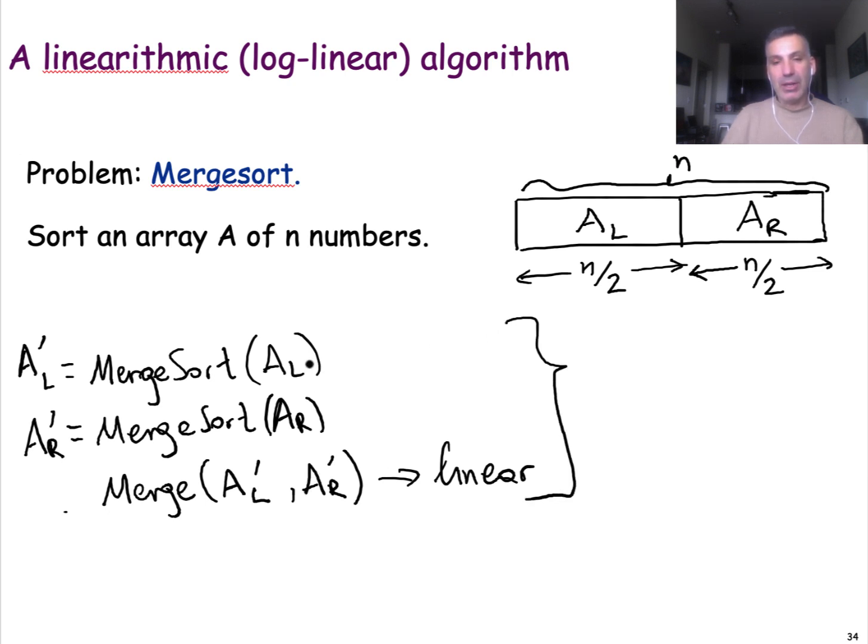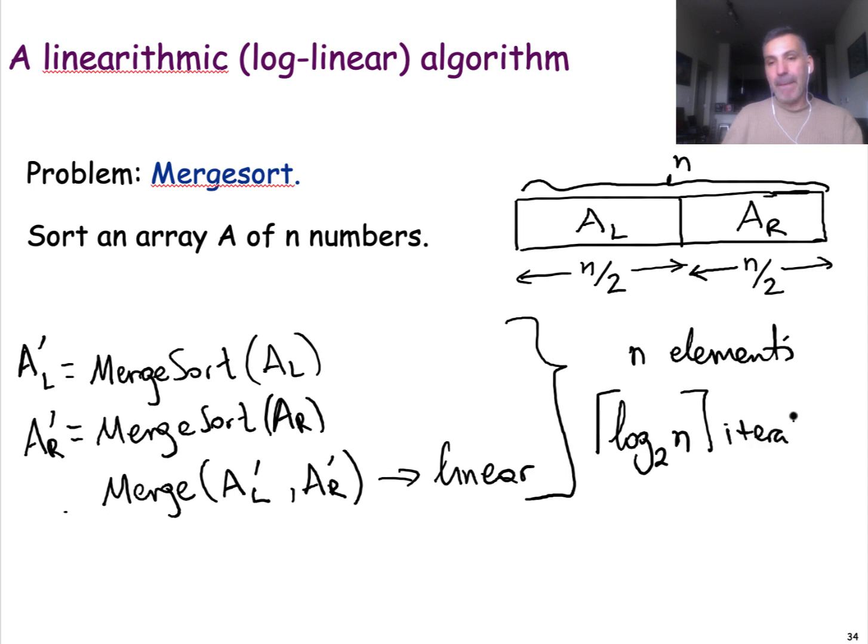In every iteration, we split the input array into two arrays of half size. So if we start with n elements initially, we will have at most log base 2 of n iterations of this recursive procedure, right?